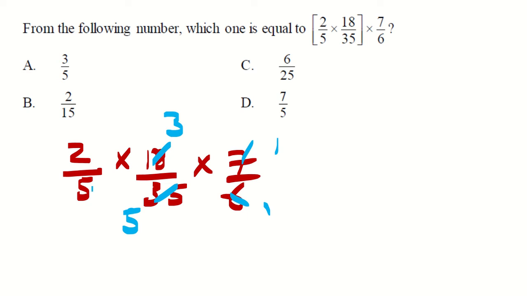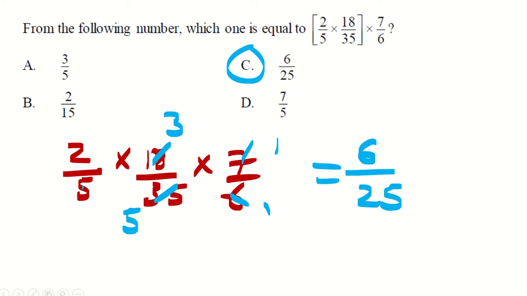Okay, is there any diagonal common? Look, 5, 3, here 2, 5. There is none. So simply directly multiply now. Numerator with numerator, denominator with denominator. 2 times 3 will be 6, and 5 times 5 will be 25. So the answer will be C.